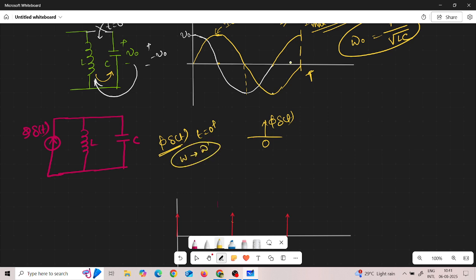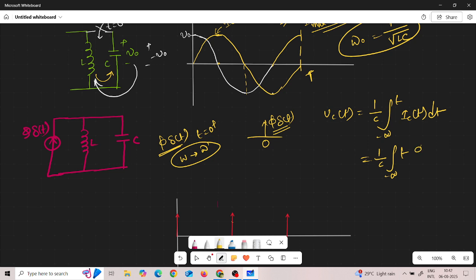So the inductor behaves like an open circuit and the capacitor behaves like a short circuit. So the total impulse of current starts flowing through the capacitor, and we know that if an impulse of current flows through the capacitor, it can charge instantaneously. So what will be the voltage across the capacitor? Vc of t is equal to 1 by C, integral from minus infinity to t of ic dt.